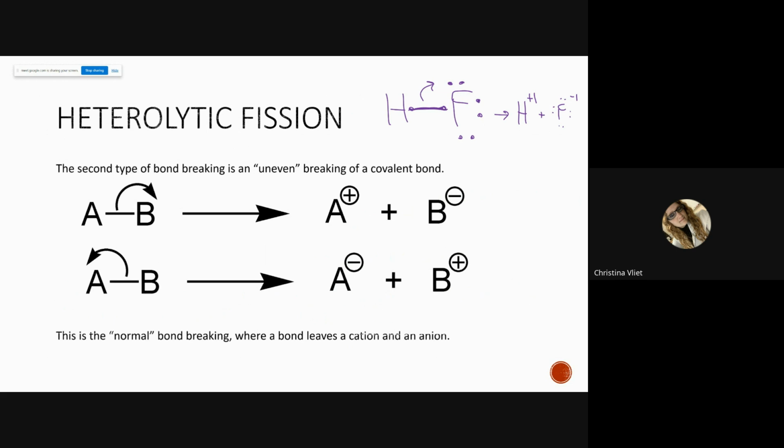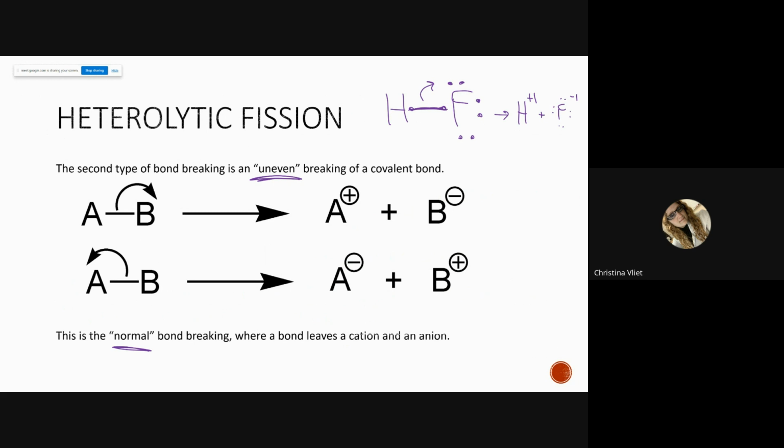Whenever an atom gains an electron, it obtains a negative charge. Something that I preach in first year chemistry a lot. And whenever an atom loses an electron, it gets a positive charge. So through this process, you need to keep that in mind. If something has a positive charge, what does that mean? It has lost an electron. And so that's something to keep in mind here. So this type of bond breaking is an uneven breaking of the covalent bond. This typically happens when you've got an electronegative atom and one that's not so electronegative. This is what we call normal. What we learned on Monday was abnormal.